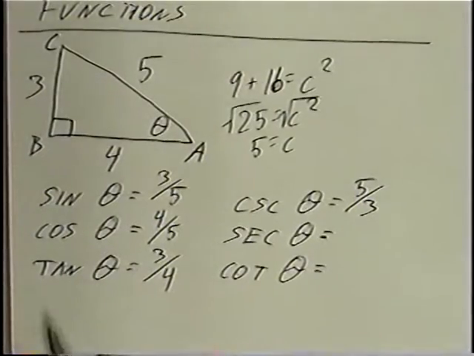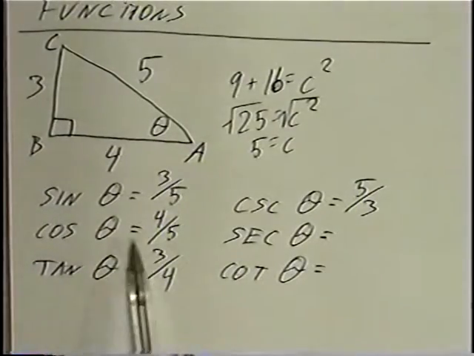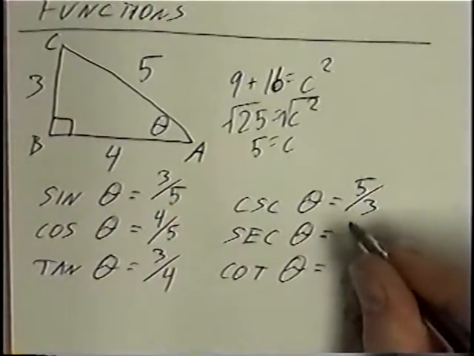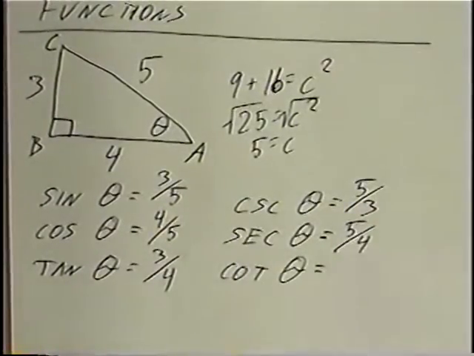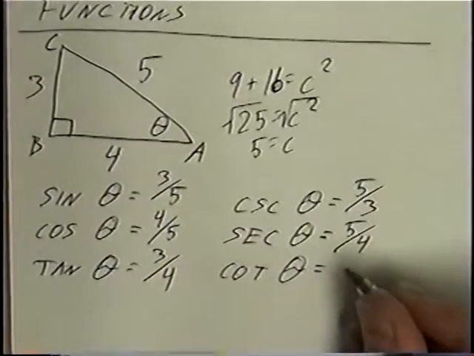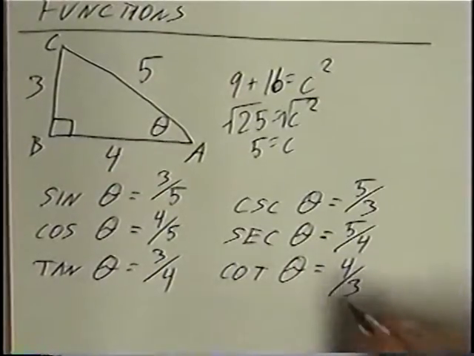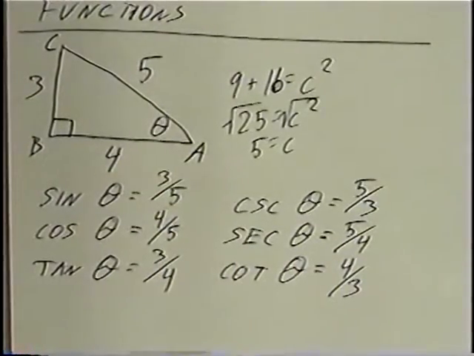Secant, similar to what we did with sine, cosine would be the reciprocal, or 1 divided by that fraction, so secant would be 5 over 4. And last trig function, cotangent, taking the reciprocal of tangent, cotangent would be 4 over 3, or 4/3. And those would be the six trig functions given the right triangle.